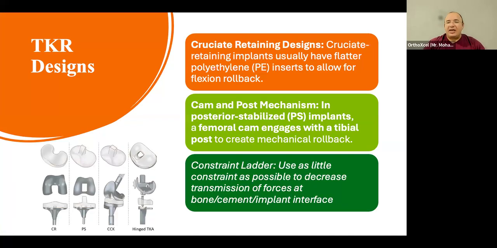Okay. So the cam and the box are doing the job of the PCL, maintaining the anteroposterior stability of the knee. And you do PS for certain reasons. We'll go through it in a moment.